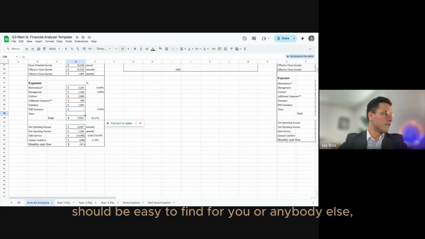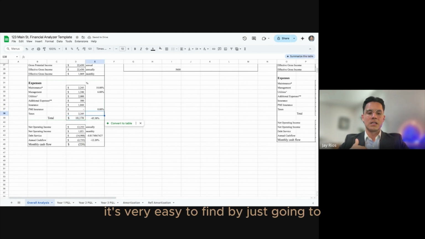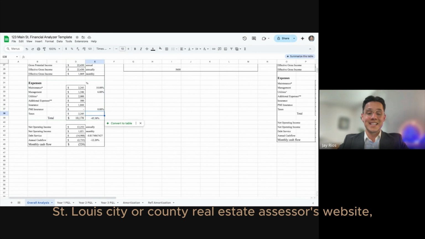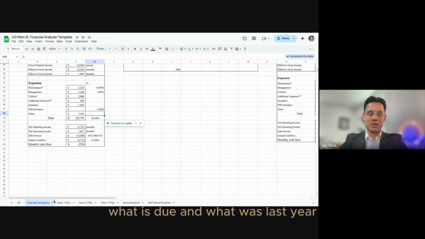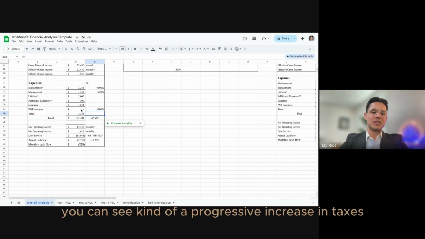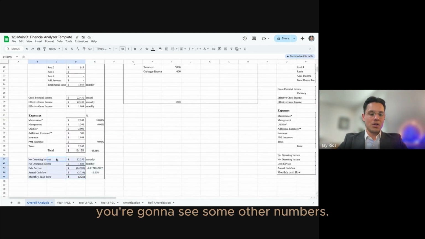Taxes should be easy to find for you or anybody else because it should be online. I mean, at least in St. Louis here, it's very easy to find by just going to the St. Louis City or County Real Estate Assessor's website, and that is where they will have it listed right there, what is due and what was last year and the year before that. And so you can see kind of a progressive increase in taxes and calculate for the year after that and the year after that.